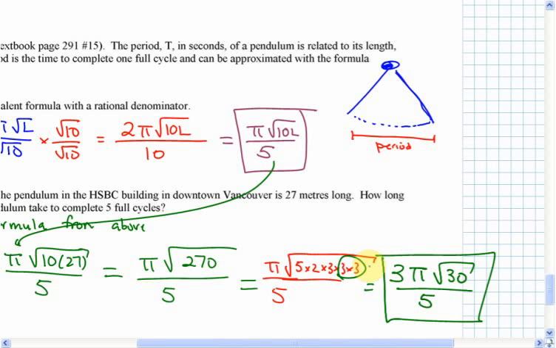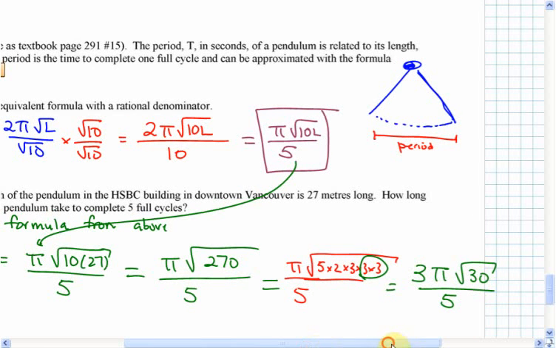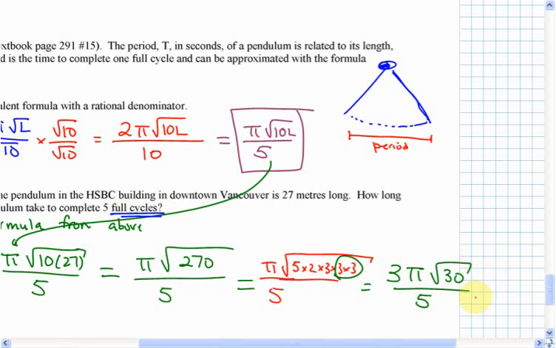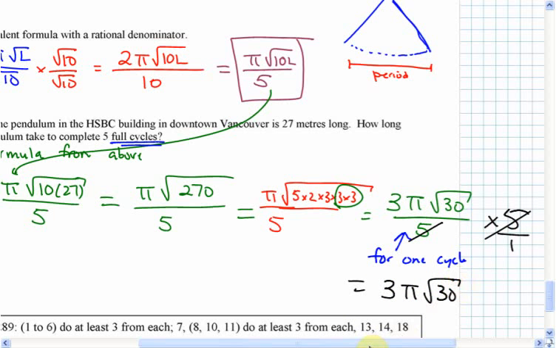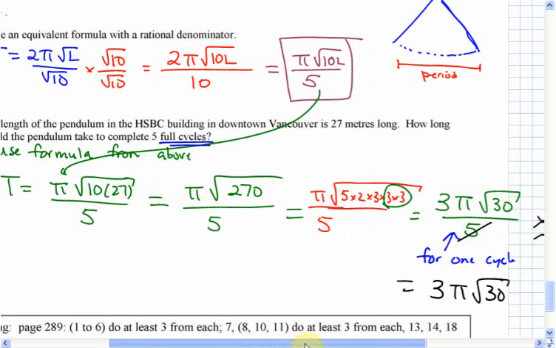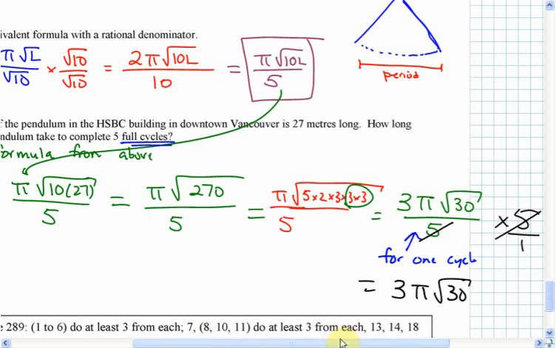Is that the right answer, though, for my question? Oh, no. What do you mean, no? Oops, why did I box it then? See, this is where you have to read the instructions. I said, how long does it take to complete not one cycle, but how many cycles? 5 cycles. This is the answer for 1 cycle. So can you just write times 5? That's right. So just times it by 5. And since you have a 5 in the denominator, that's perfect. So it just becomes 3 pi root 30. And this is a time. Time is measured in seconds, I believe, in this case. Yes, seconds.